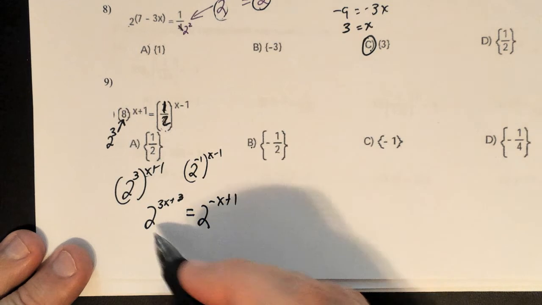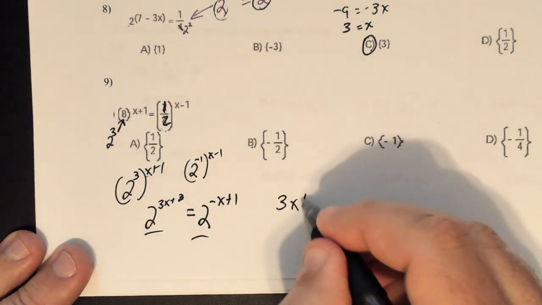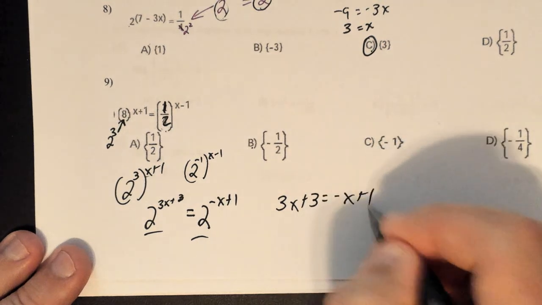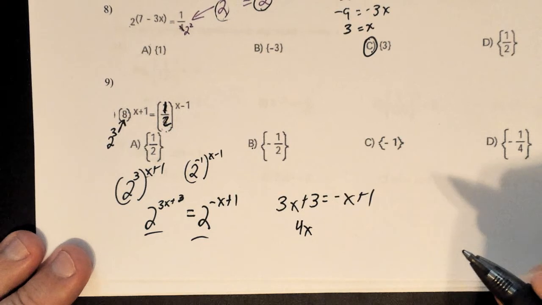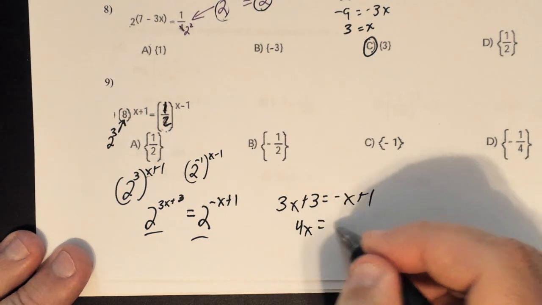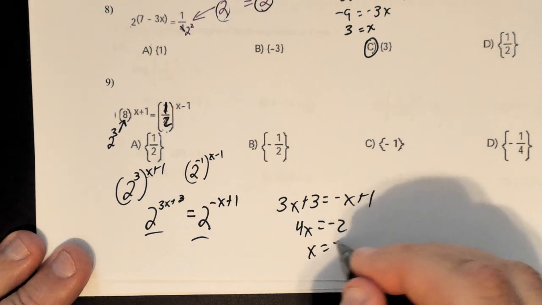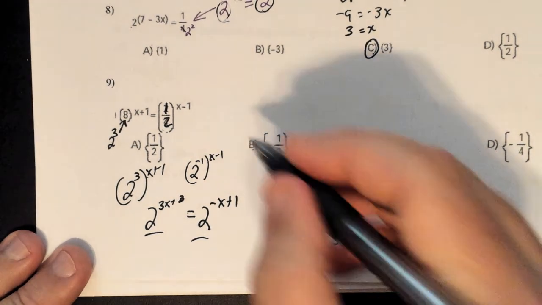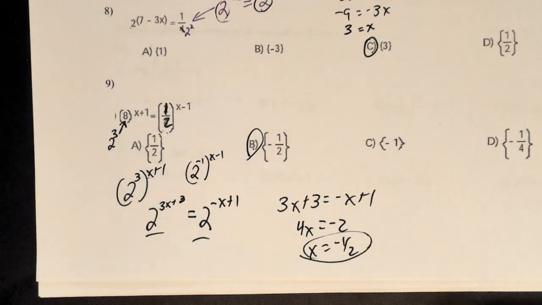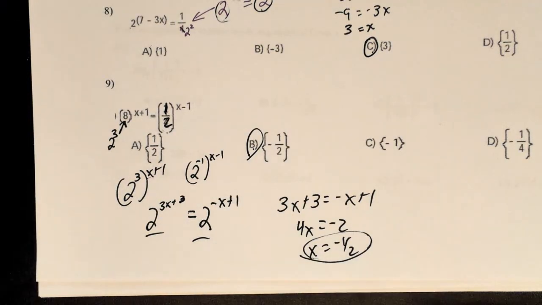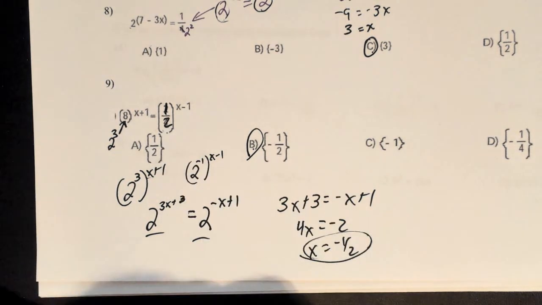Now I have same bases. Set your exponents equal to each other. Bring this over. That's going to be 4x is equal to negative 2. So x is negative 1/2. And these answers you don't technically need to check. You could check them to see if they plug in right, but they should always work because in exponentials the exponent can be anything, and your base has to be a number. You wouldn't have a base of 0.